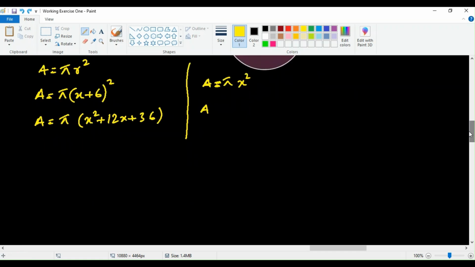Now we need to subtract from here pi x squared plus 12 pi x plus 36 pi minus pi x squared. So once we have this plus pi x squared and minus pi x squared, now this is the expression for the cutout area once the smaller circle is cut out. Now they are saying it is equal to how much?